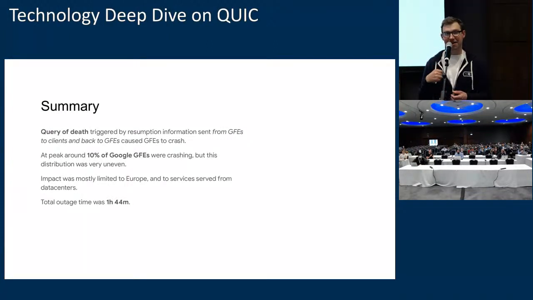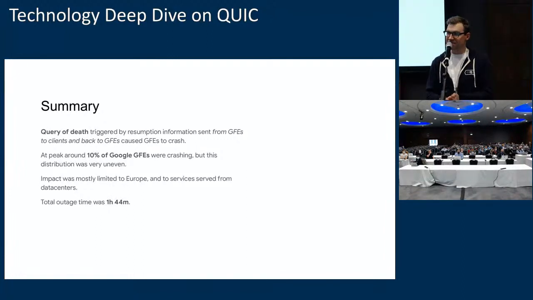to clients, and then the clients would send the resumption information back to servers. We talked about this yesterday with how you get 0-RTT and such. The server gives something to the client that the client then replays the next time it makes a connection. So it's fairly standard stuff for QUIC. Unfortunately, this information sent by these new servers caused our other servers to crash immediately. So much so that the handshake never even completed. It got the client hello and immediately died.